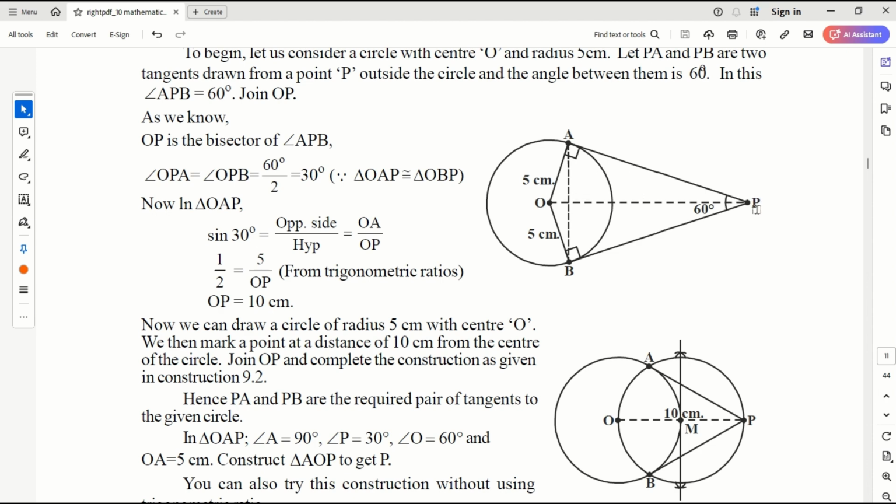So if you find the OP distance, then we can easily draw tangents. We need to find OP. This is 5. This is 60 degrees. So the small angle will be 30 degrees, in the triangle OAP. Sine 30 degrees is opposite by hypotenuse, which is OA by OP. OA is nothing but 5 centimeters. So 5 by OP equals half. OP equals 10 centimeters.